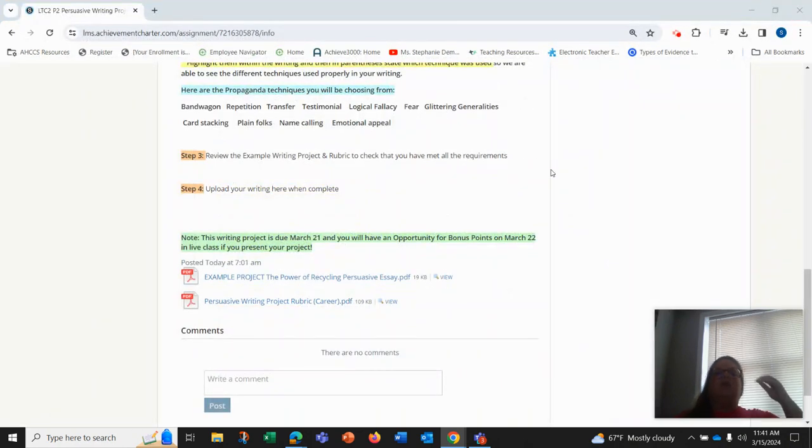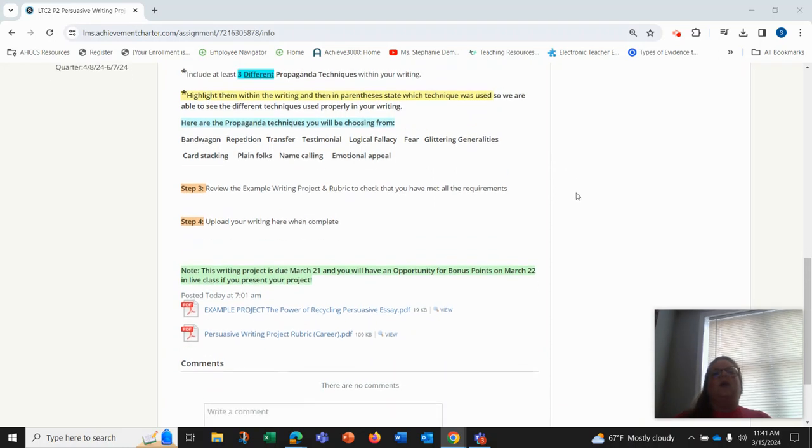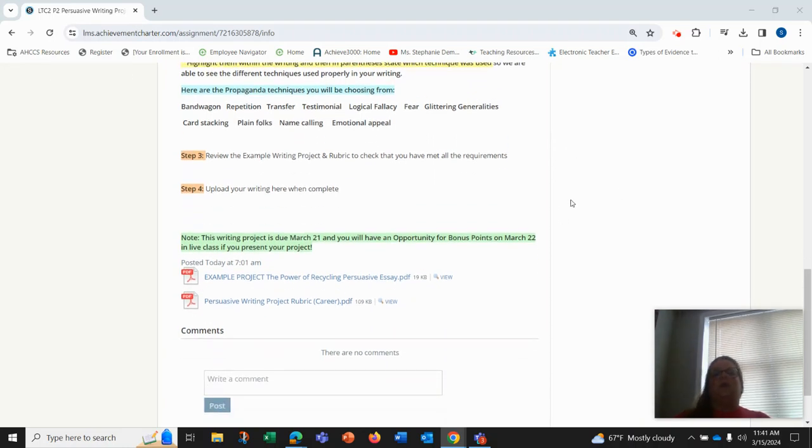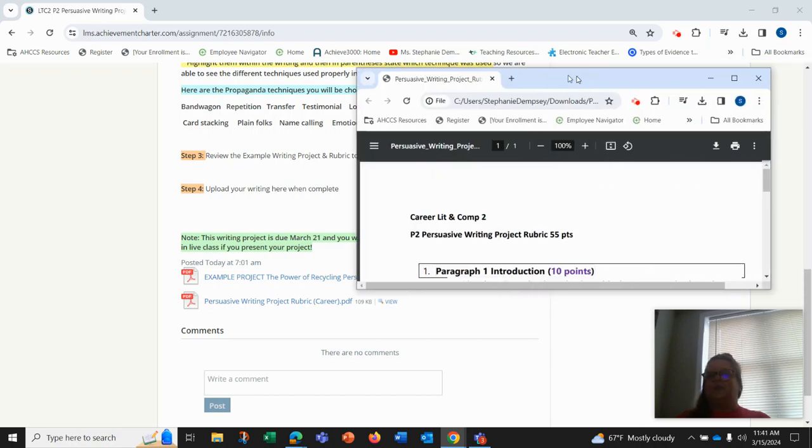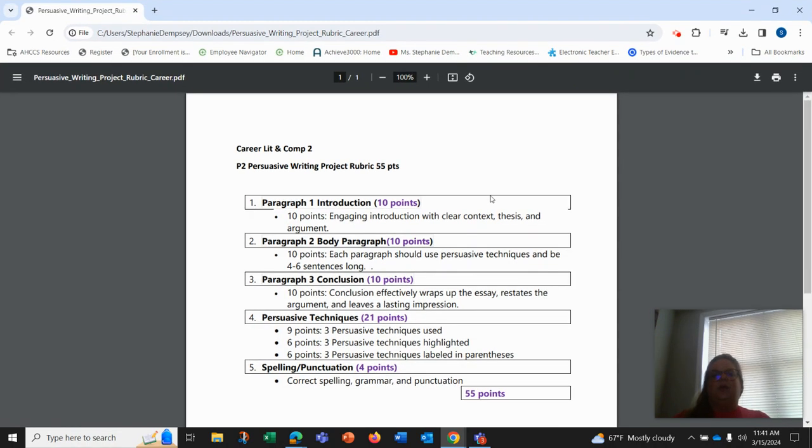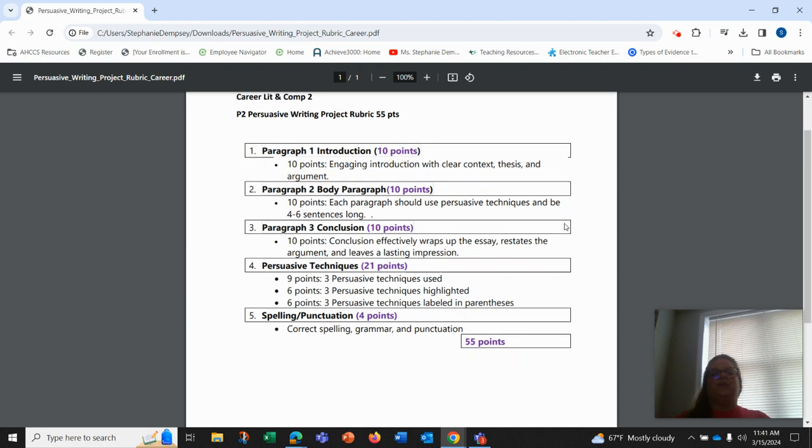Now, after you're finished writing your 3 paragraphs, you're going to want to review the example writing project rubric. So let's take a look at this rubric. So this project is worth 55 points. Your paragraph 1 intro is worth 10 points. Make sure to have an engaging introduction with clear context, thesis, and argument. Paragraph 2 is your body paragraph. This is also worth 10 points.